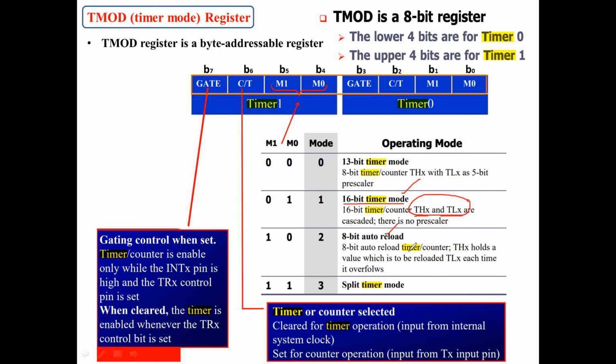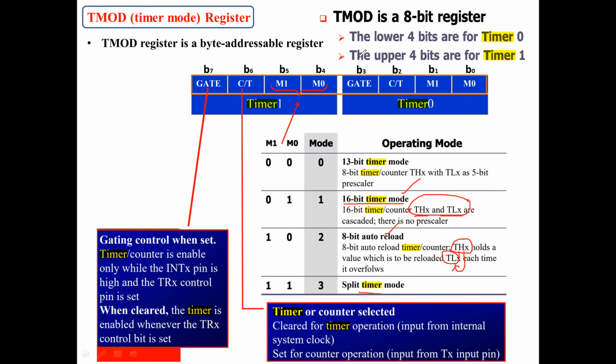In the next mode, only 8-bit data will be stored; we'll be putting 8-bit data in this register and we will start to run. This value will be reloaded to THx. So whatever the data in this one, it will start to run. With the diagram, I will explain everything. Then there is another mode, the split timer mode.